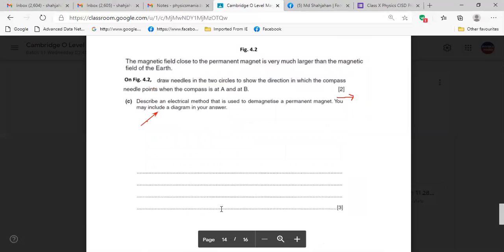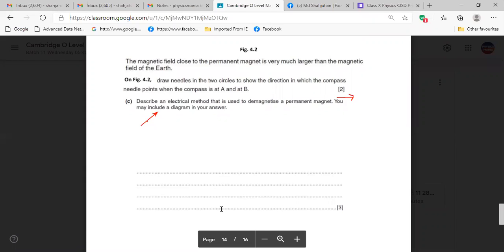Is there any mark for drawing? They said you may. So here no marks directly for drawing, but your points may come in the drawing also. Other than writing, you can draw and label, then you may get all 3 marks. Okay.